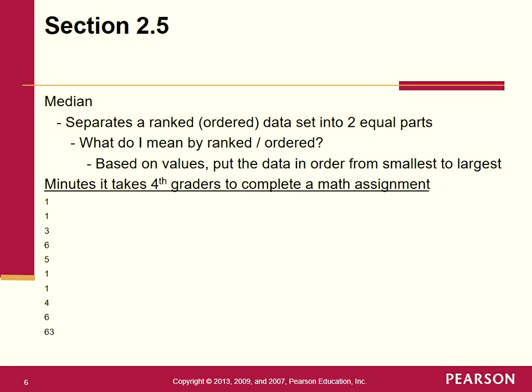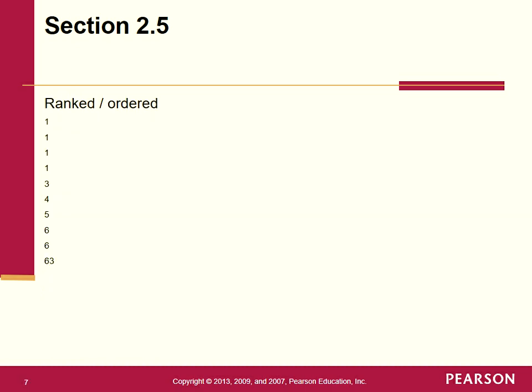Here is our data set again, but this is not ranked or ordered, is it? This is the raw data. We can't use the data how it looks right now to figure out the median. What are we going to have to do? We're going to have to rank or order the data set. So here, I've ranked it. I've ordered it.